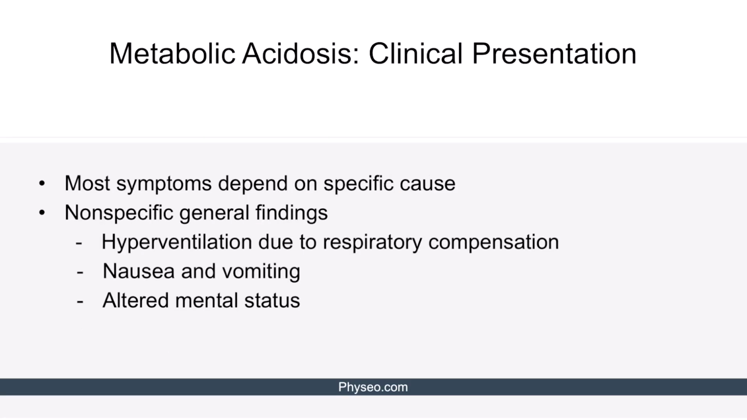Let's talk about the clinical presentation of metabolic acidosis. Symptoms largely depend on specific cause of metabolic acidosis. However, there are several nonspecific findings that almost all patients with metabolic acidosis present with. They usually have hyperventilation due to respiratory compensation. Patient might also present with nausea, vomiting, and altered mental status.